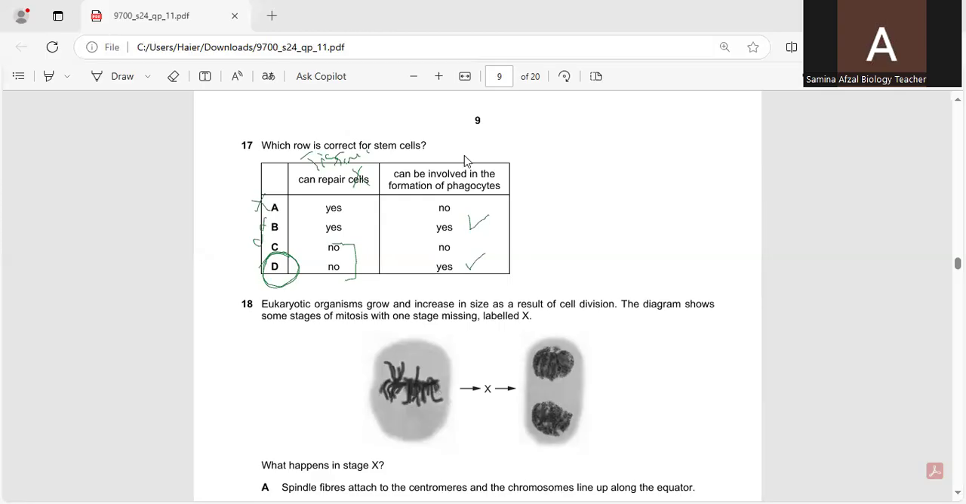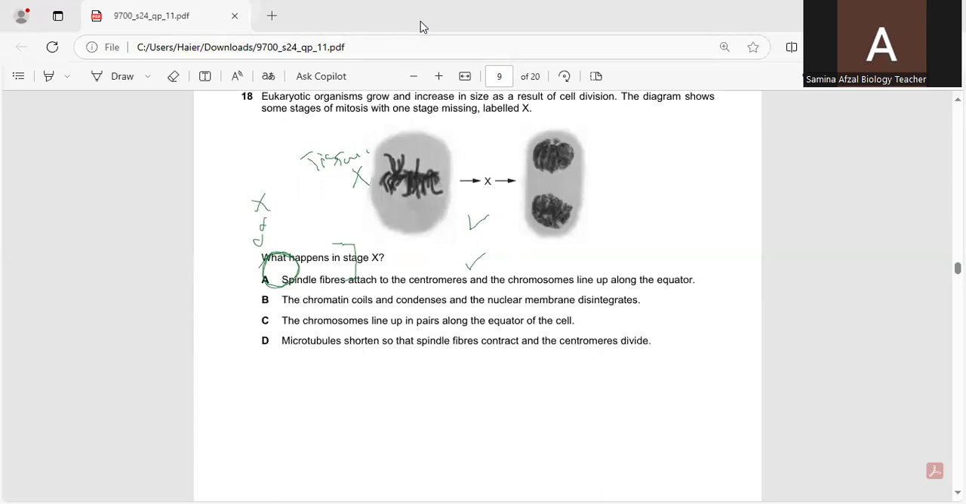Question number 18. Eukaryotic organisms grow and increase in size as a result of cell division. The diagram shows some stages of mitosis with one stage missing, labeled X. What happens at stage X? Spindle fibers attached to the centromere and the chromosomes line up along the equator. No, that is metaphase.